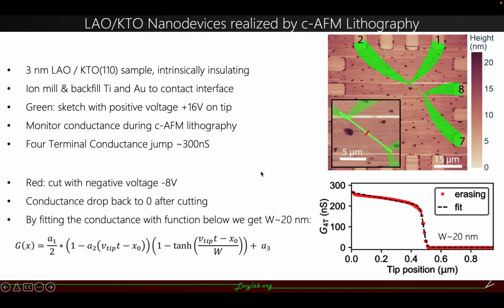This process is reversible. When we sketch across along the little red path with negative 8 volts on the tip, the conductance drops back to 0. By fitting the conductance drop with this equation, we get the width of the nanowire, which is around 20 nanometers. The conductance value and the width of the nanowire are comparable to the nanowires created at the LAO-STO interface. Thus, we believe the writing and erasing mechanism here is the same, which is the surface charging of the LAO surface.